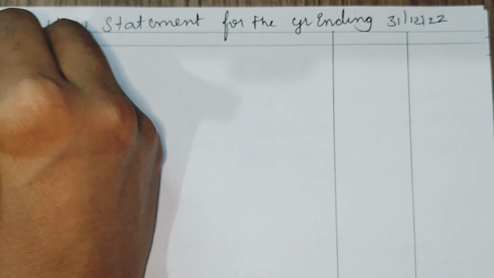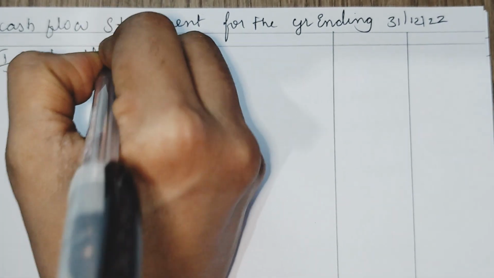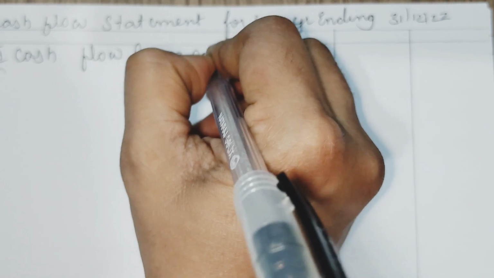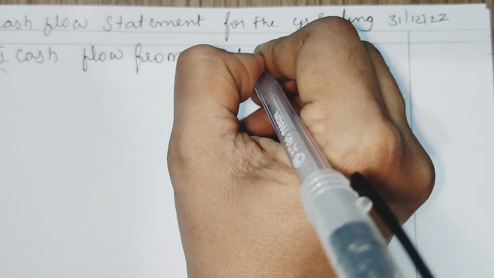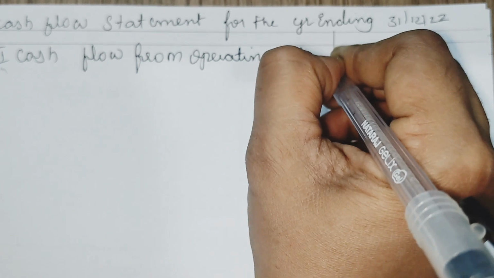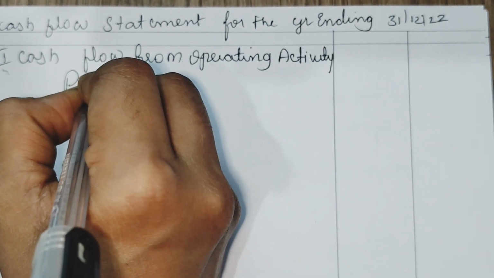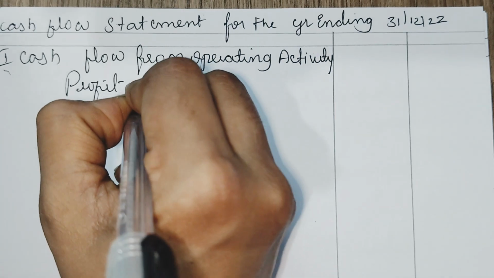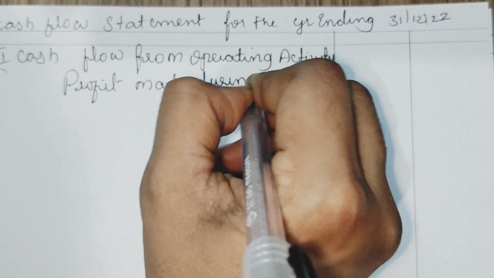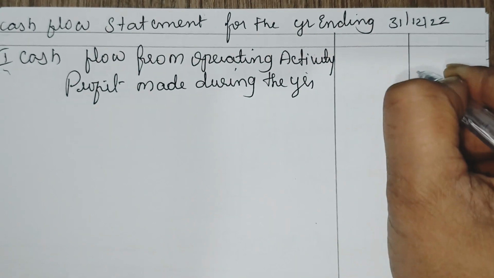First, what we have to take? Cash flow from operating activity. First, we need to take profit. Profit made during the year is 45,000.